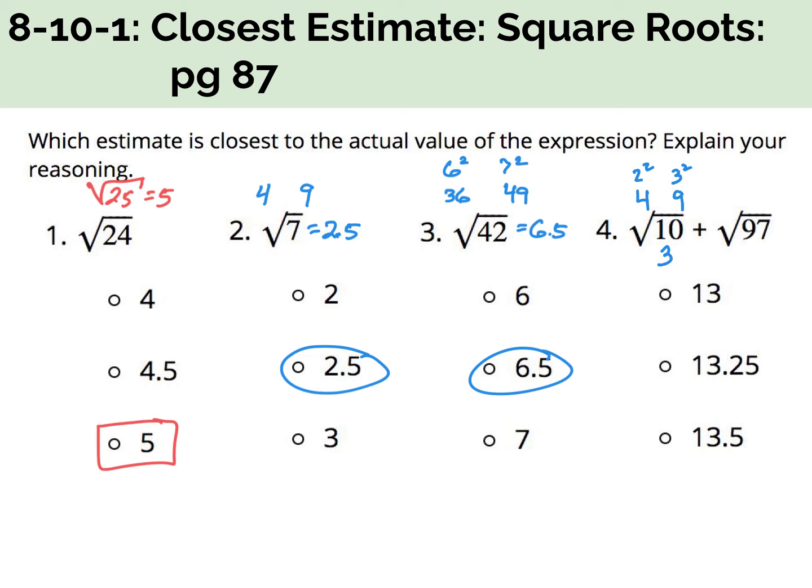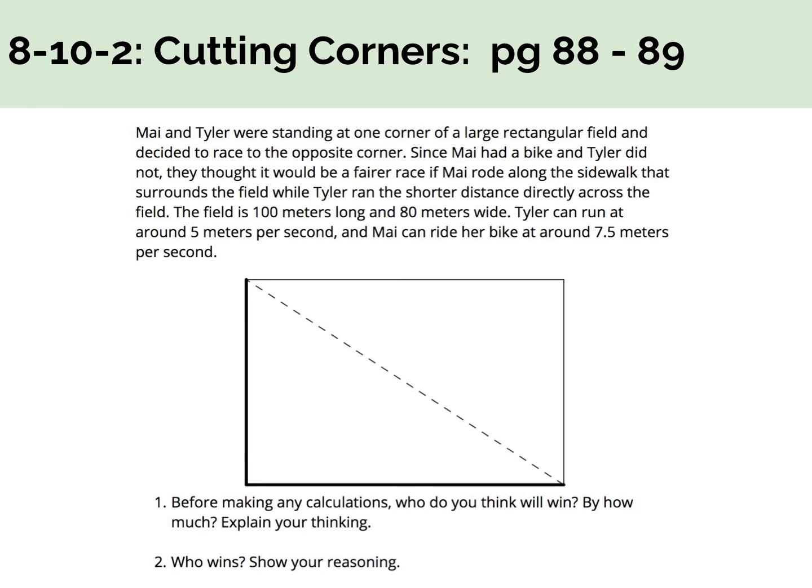And then 97 is between 81 and 100. That was 9 squared and 10 squared. So this is 10. If you add them together, it's going to be closer to 13. All right, let's look at page 88 and 89.